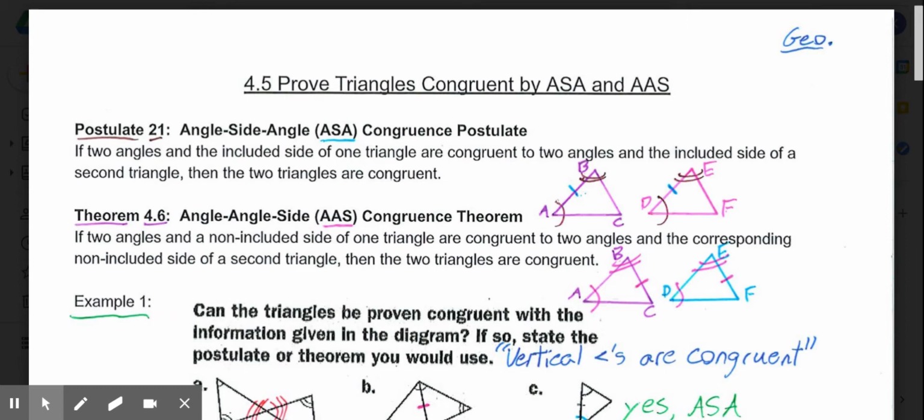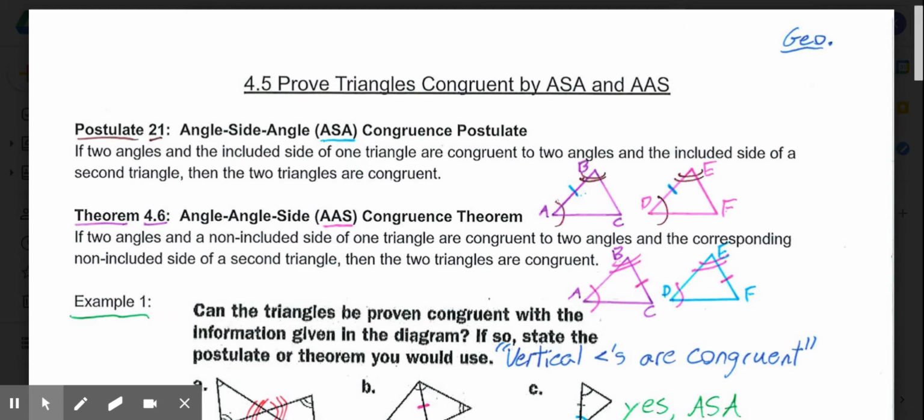So what they mean by an included side, we looked at an included angle in our last lesson, which was where the two sides meet. The included side is the side that is in between the two angles. So if I'm looking at angle A and B, the included side is side AB. If I'm looking at angles D and E, the included side would be side DE.